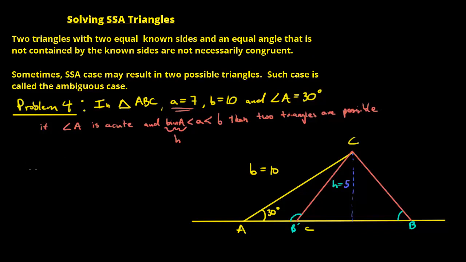So let's do case 1, and case 1 will be that B is acute. So we have 2 possible cases. Case 1 will have angle B is acute.